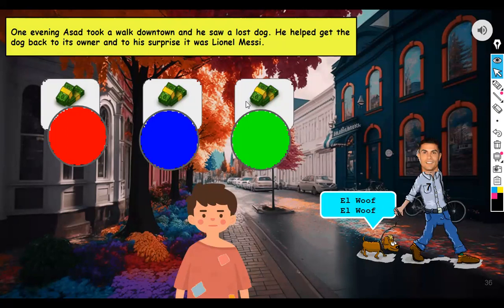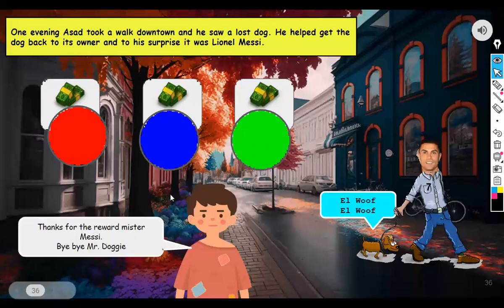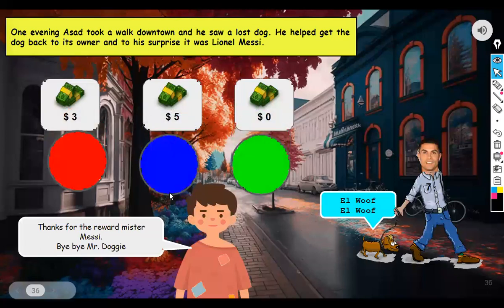I'm feeling lucky with red. I'm gonna do the red. Well, I didn't choose the best one, but the red colors, that's our reward. Green gives you nothing. Alright, so let's move on.